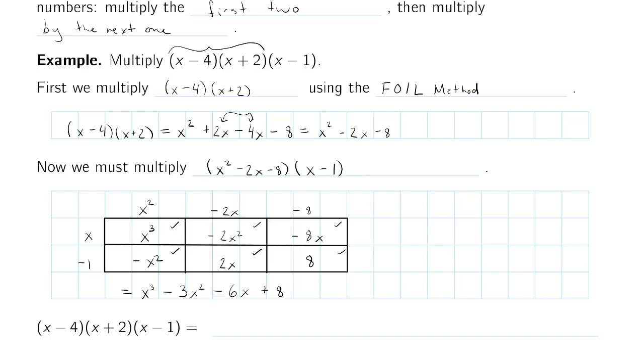Okay, so just to make sure I've done everything, I multiplied these two. That gave me this. And then I multiplied by the remaining binomial. I've now multiplied all 3 of my binomials together. And I got x to the third minus 3x squared minus 6x plus 8.